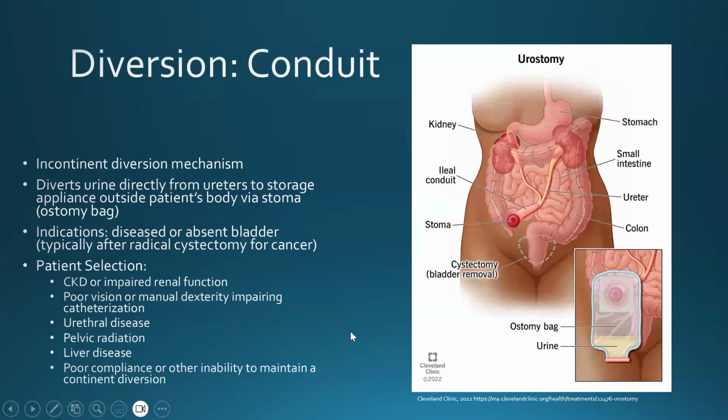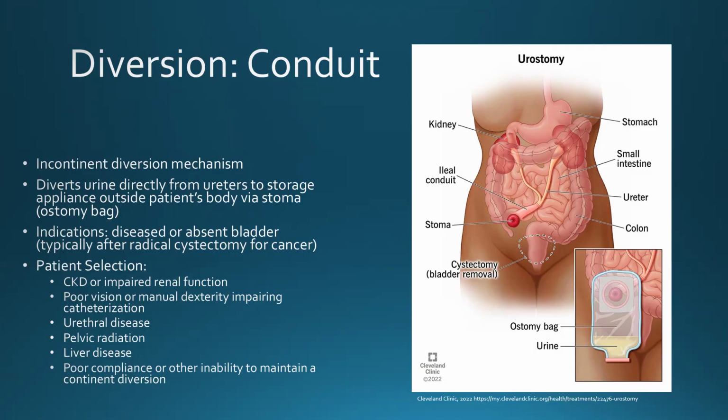So the next form of diversion is a conduit, and this is an incontinent diversion. It diverts urine directly from the patient's ureters to a storage appliance outside the patient's body via a stoma. So in other words, it drains into an ostomy bag. Indications for this procedure are diseased or absent bladder, typically after radical cystectomy for cancer. And patient selection is going to drive who gets this type of urinary diversion. The reason for that is because this is essentially the simplest form of urinary diversion for a patient who no longer has their bladder.